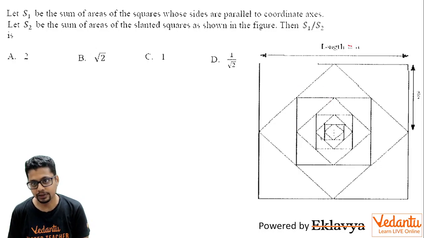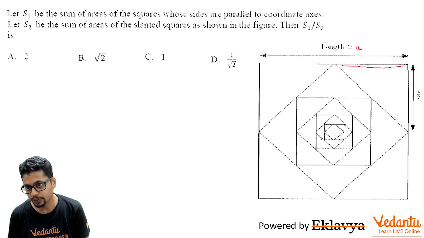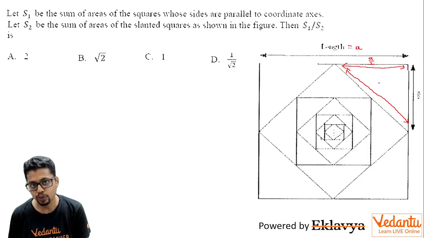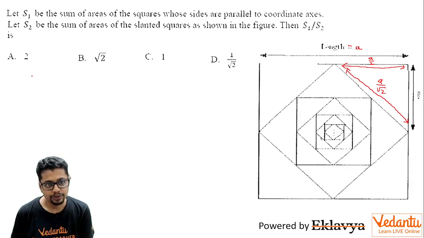The length of this biggest square whose sides are parallel to coordinate axis is A, and this would be A by 2, and this would also be A by 2. This would also be A by 2. So that means the side of this first slanted square, or biggest slanted square, would be what? It would be A by 2 times root 2, or you may say A by root 2. So S1 would be what?